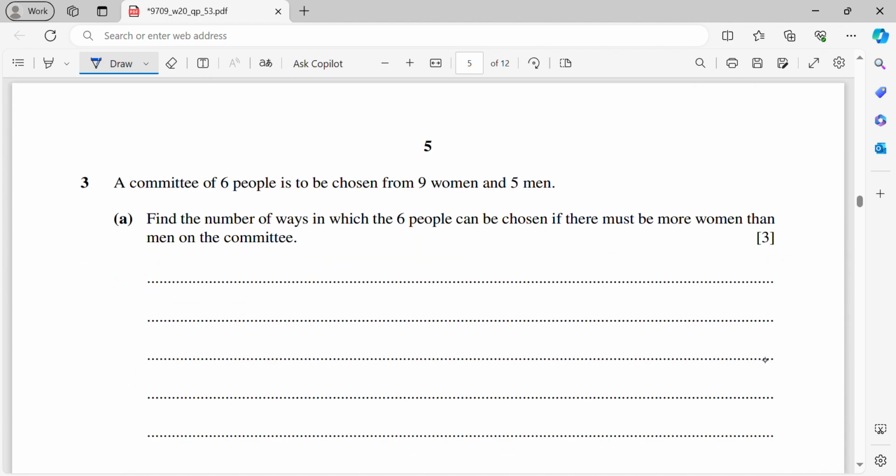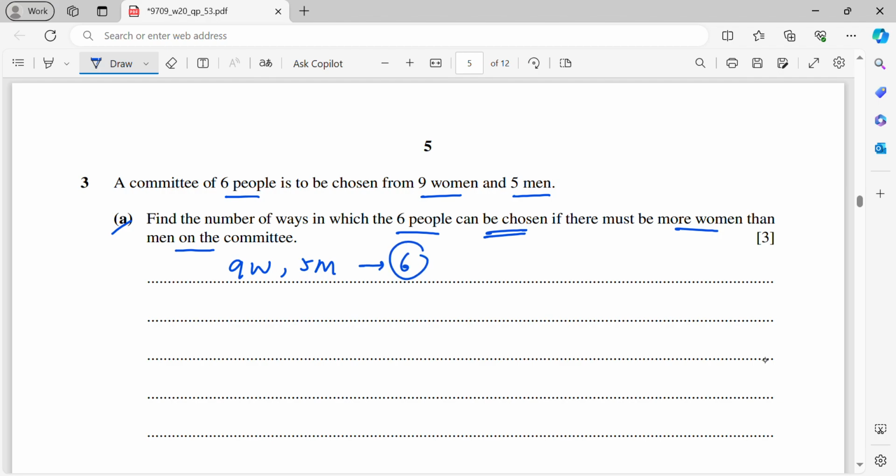Now for question number 3. A committee of 6 people is to be chosen from 9 women and 5 men. A. Find the number of ways in which 6 people can be chosen if there must be more women than men on the committee. So now you have 9 women, 5 men, and now you need to choose 6.